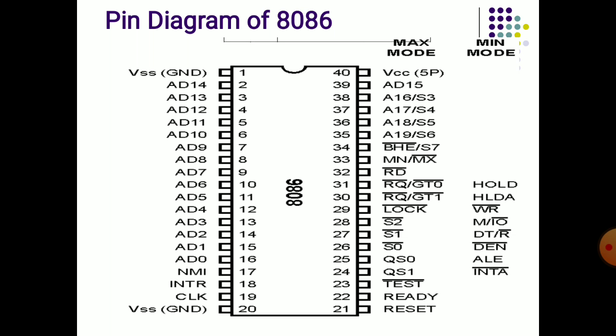Next, come to the next point. This BHE bar. Here BHE bar is combined with A naught. If BHE bar is combined with A naught, that is bus high enable actually.